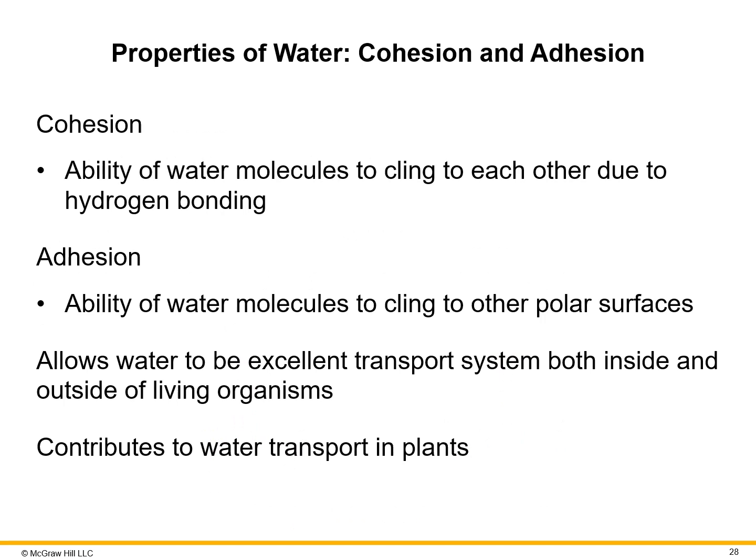So cohesion, that's the ability of water to cling to other water molecules because of the hydrogen bonds. So because of cohesion, water can exist as a liquid under ordinary conditions of temperature and pressure. And because there's such a strong cohesion, water flows freely but the molecules don't separate from each other. And then you have adhesion. That is the ability of water molecules to cling to other polar surfaces. So that allows water to be an excellent transport system inside and outside of living organisms.